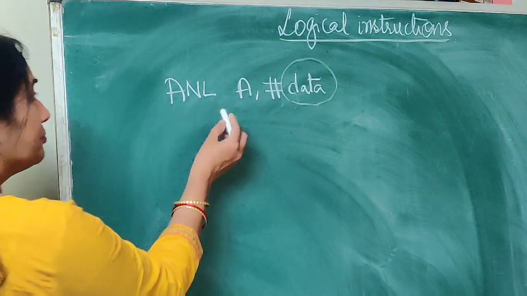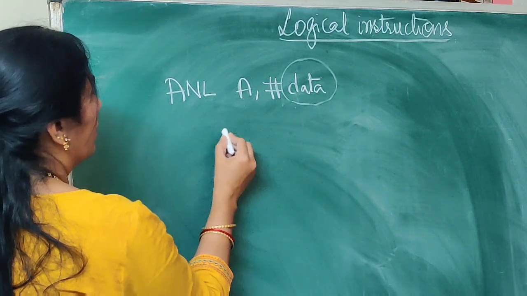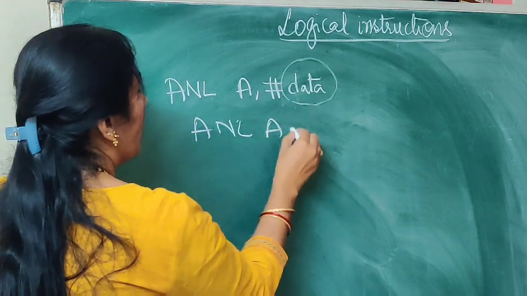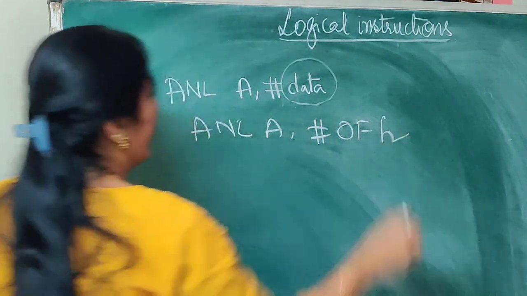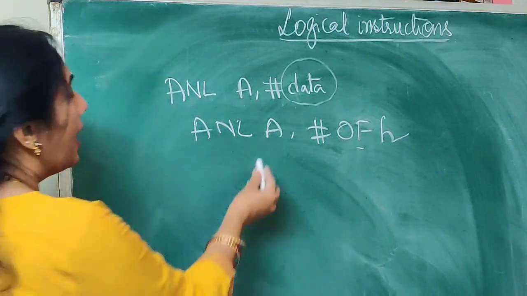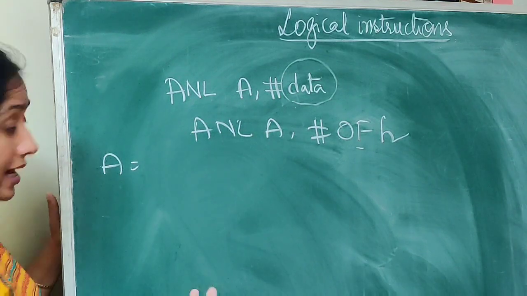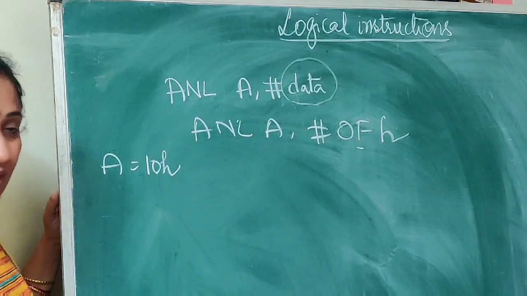Okay, so here the immediate data, let me take an example. Say ANL A, comma hash 0F hex. This is an 8-bit data which I have taken. And say previously the accumulator is loaded with certain data. Say it is 10 hex. The accumulator is having 10 hex.